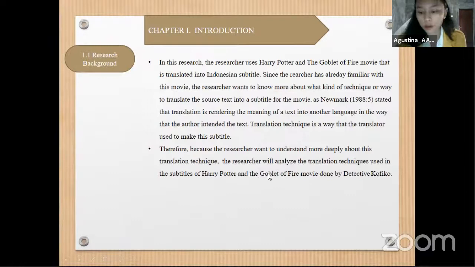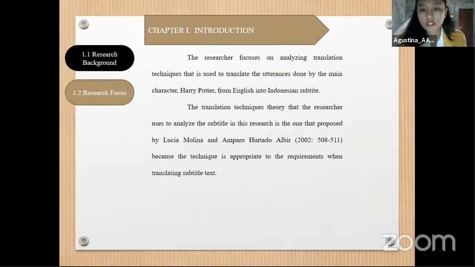Then research focus. The researcher focuses on analyzing translation technique that is used to translate the utterances done by the main character from English into Indonesian subtitle. The translation technique theory that the researcher used to analyze the subtitle in this research is the one proposed by Lucia Molina and Amparo Hurtado Albir, because the technique is appropriate to the requirements when translating subtitle text.